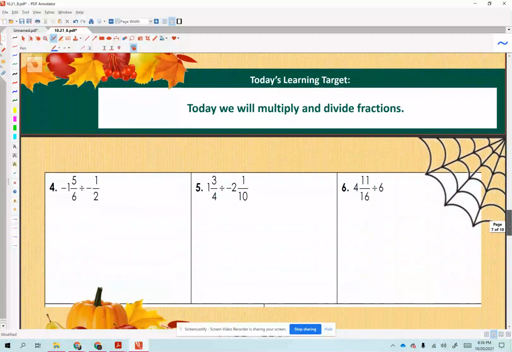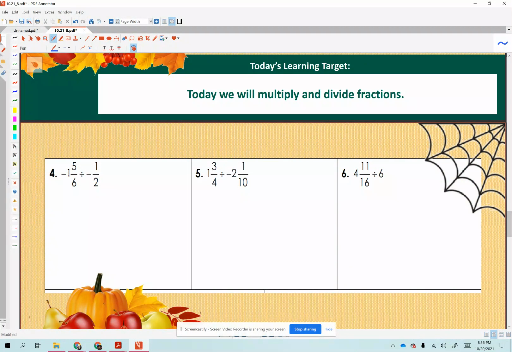So let's look at the next set. We have a negative divided by a negative, and a negative times a negative will give us a positive. So first, let's make those improper fractions. 6 times 1 is 6, plus 5 more is 11. So we have negative 11 over 6, divided by negative 1/2. We'll change the division to multiplication, and we'll invert 1/2 to 2 over 1.